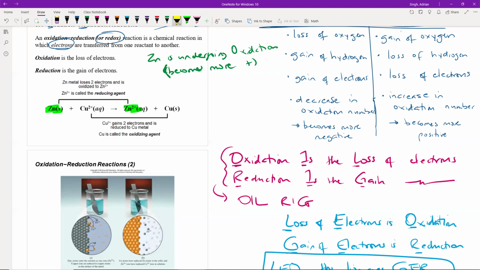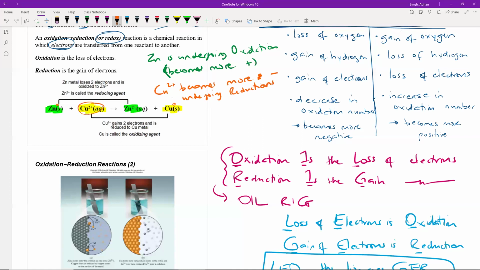So if the zinc is undergoing oxidation, that means by default, the copper has to undergo reduction. It has no other choice. So the Cu2+, on this side, becomes more negative. It goes from a charge of 2+ to a charge of 0 when you have your metal in the elemental state. So as a result, the copper is undergoing reduction. Okay, so they have to happen simultaneously.